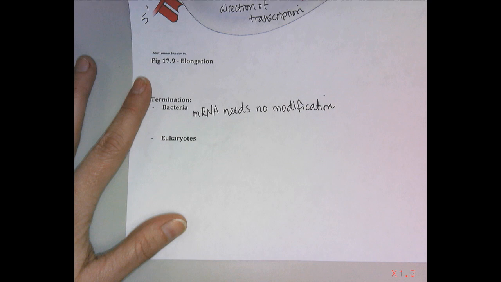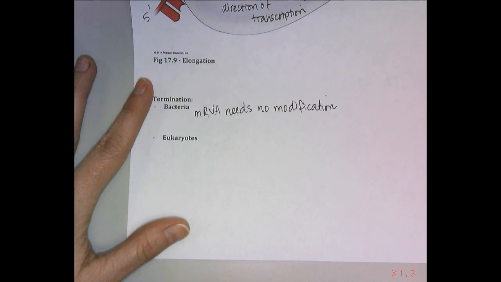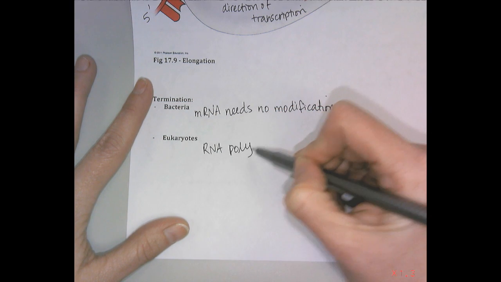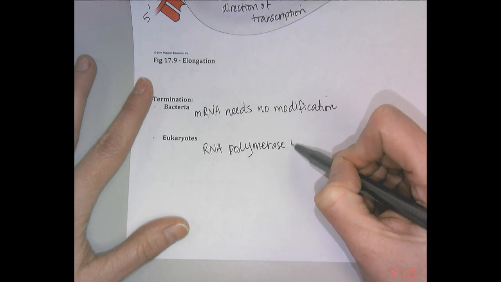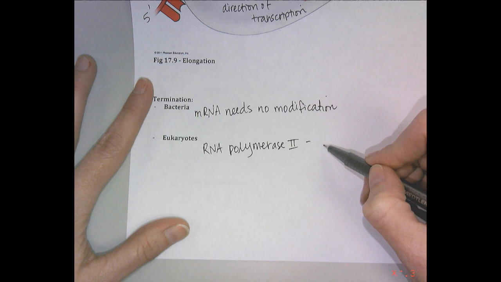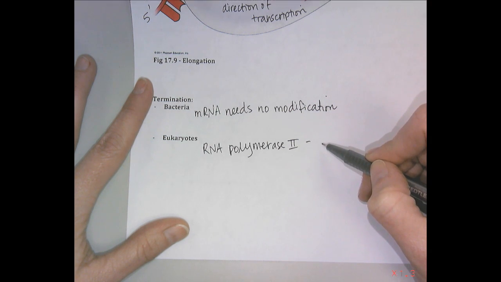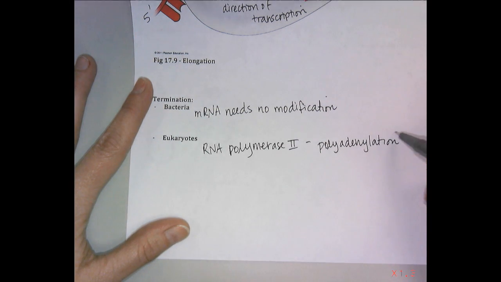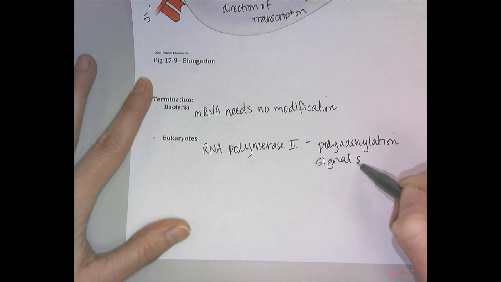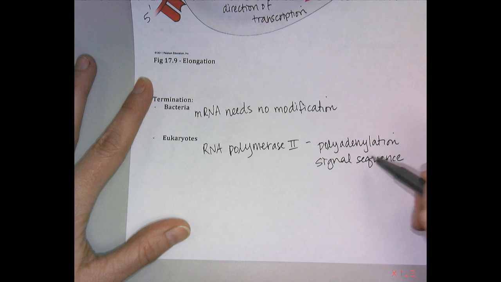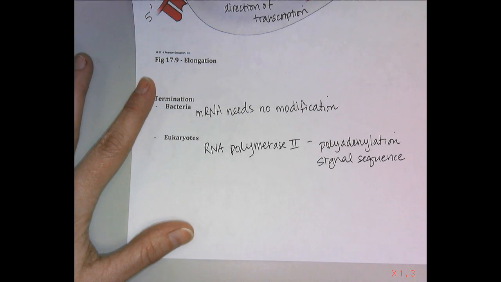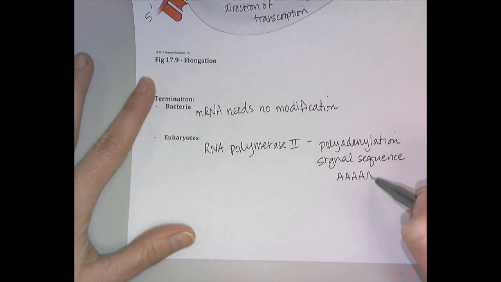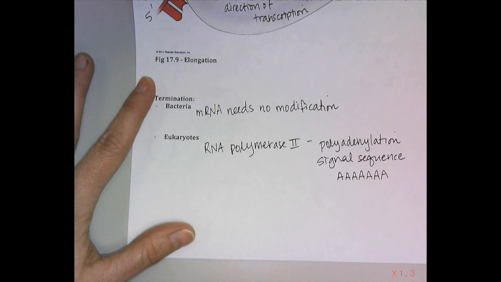In eukaryotes, however, we have to make some changes. So we have to be prepared for those changes. So RNA polymerase II, which is another polymerase, is going to add the poly-A tail. It's actually called the polyadenylation signal sequence. And what that means in plain English is A. It's going to add several, 10 to 35, nucleotides onto the end of just A, adenine. This is telling the molecule that it's ready to be processed.